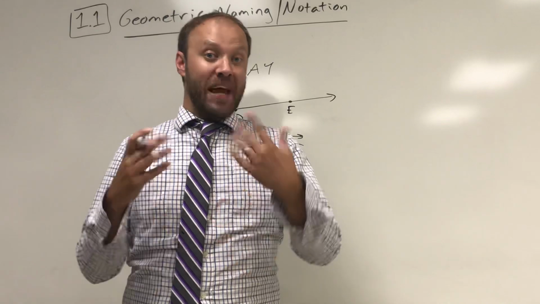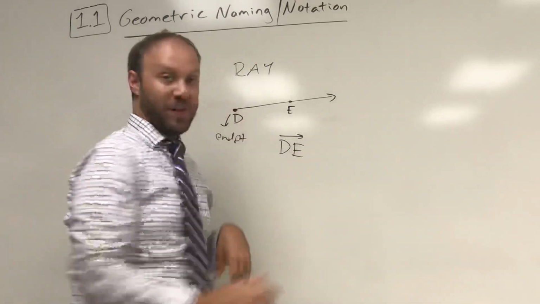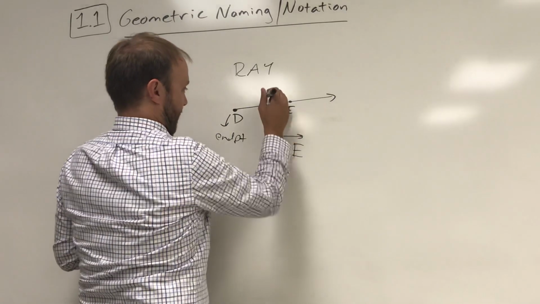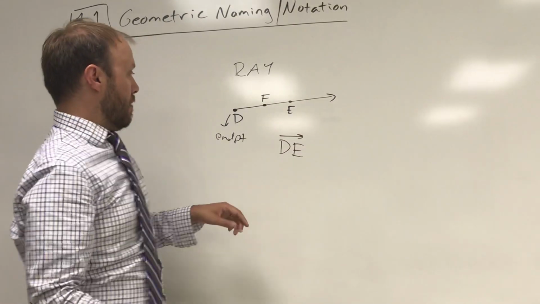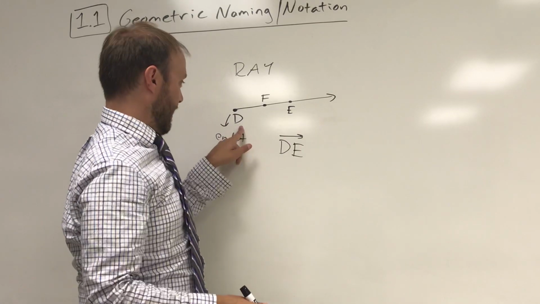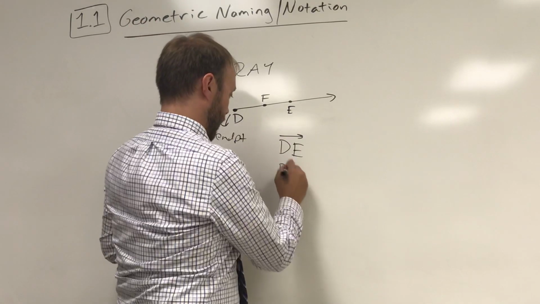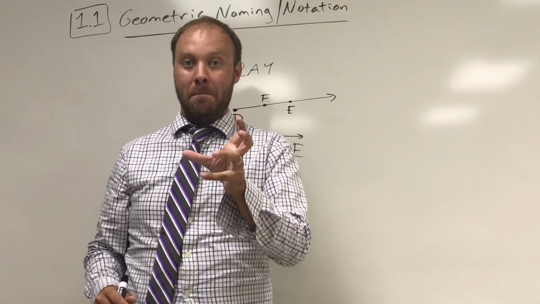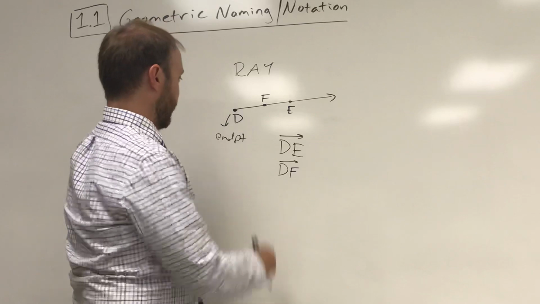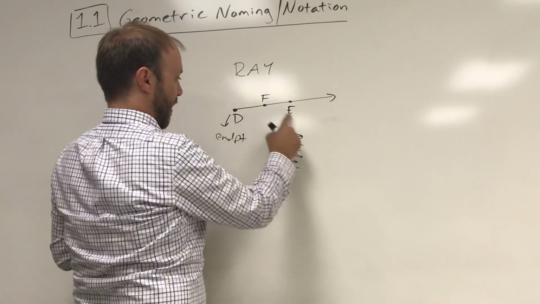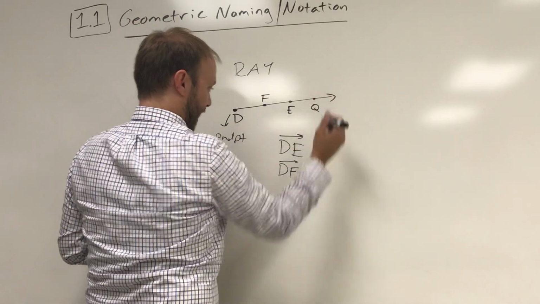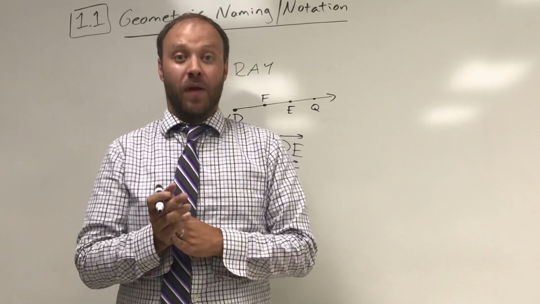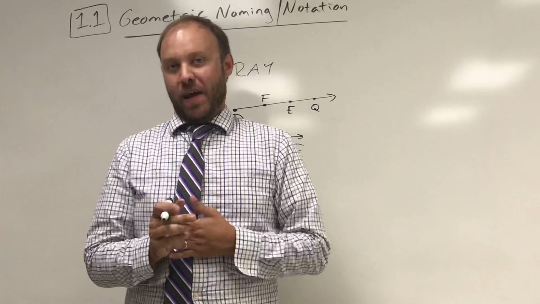Now, a ray could have multiple points. There are infinitely many points here. You could name as many other points as you want. So if I had point, let's say F, right here, this is also the ray that starts at D and goes out to F. So I could call this ray DF. You've got to have the endpoint at that endpoint, but it can be any other point after that. So we could call this ray DF, we could call this ray DE. If I had point Q out here, we could call it DQ. It's not an ad for Dairy Queen, but you get the idea. That's how you name a ray.